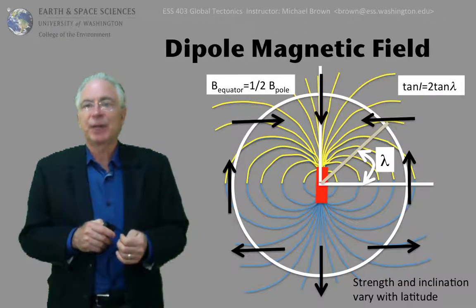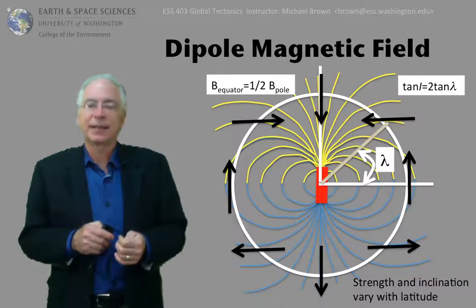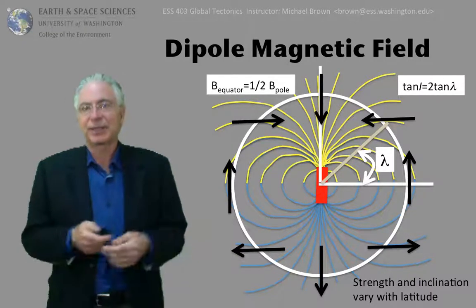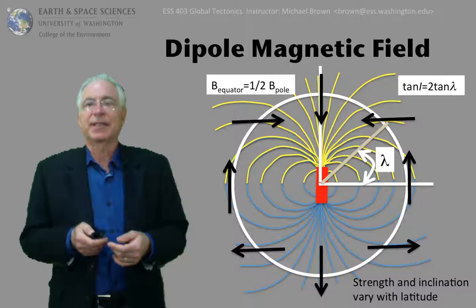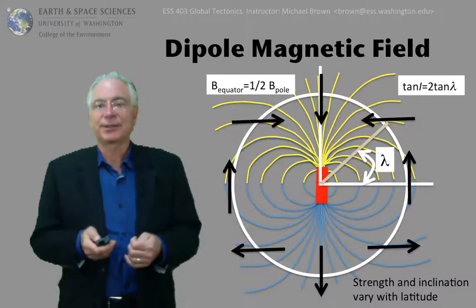The relationship of the dip angle I and latitude is simply that the tangent of the inclination is equal to twice the tangent of the latitude.